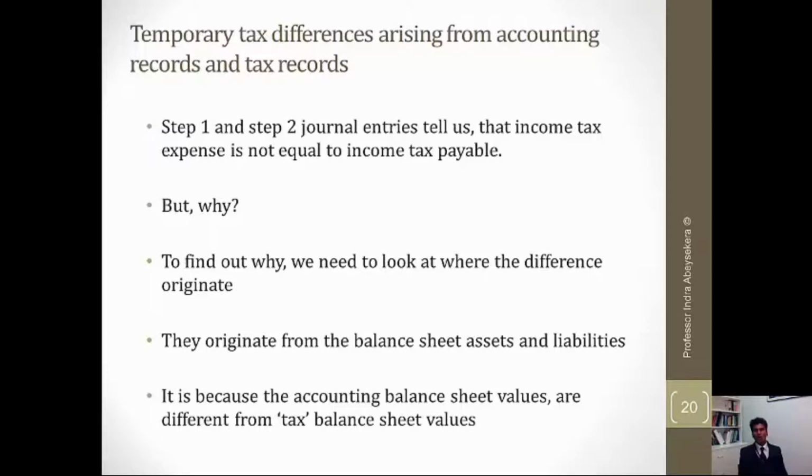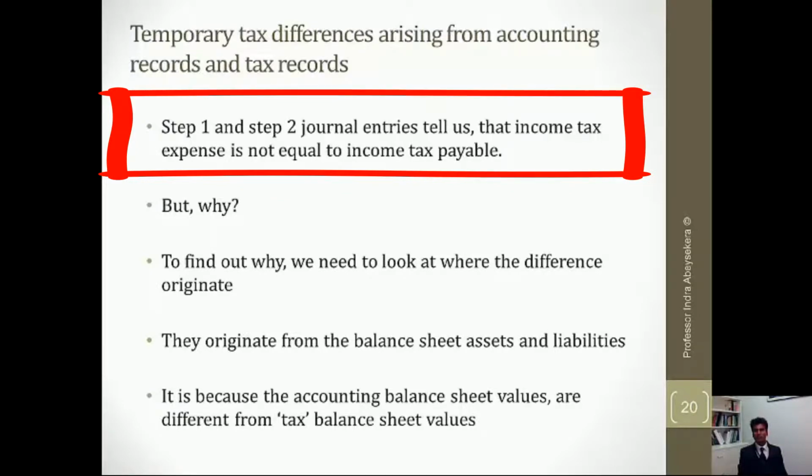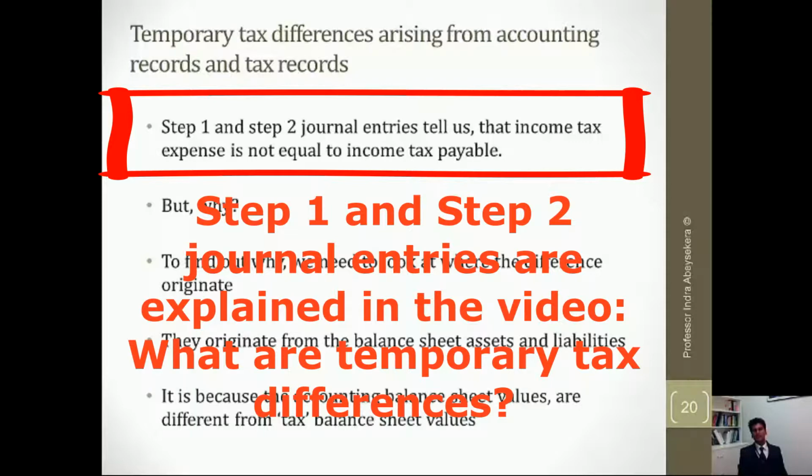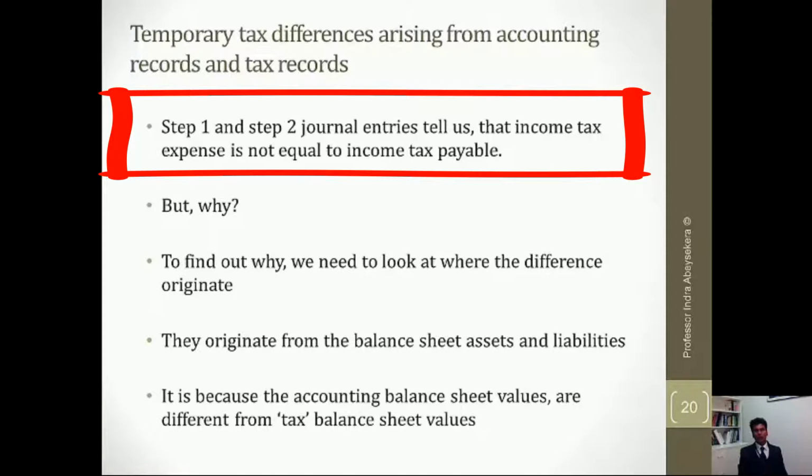We said in step one, we write a journal entry for income tax payable as debit income tax expense, credit income tax payable. And in step two, we then adjust the income tax expense to the amount that is shown in the income statement by either debiting or crediting the income tax expense, and then correspondingly debiting deferred tax asset, and if we need to credit, then we credit deferred tax liability.